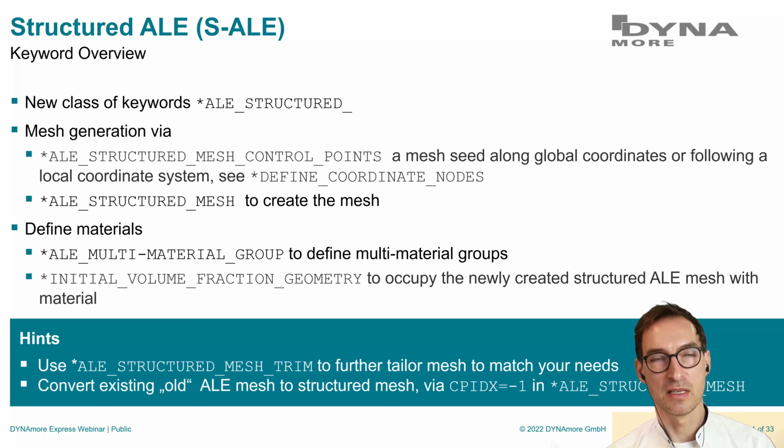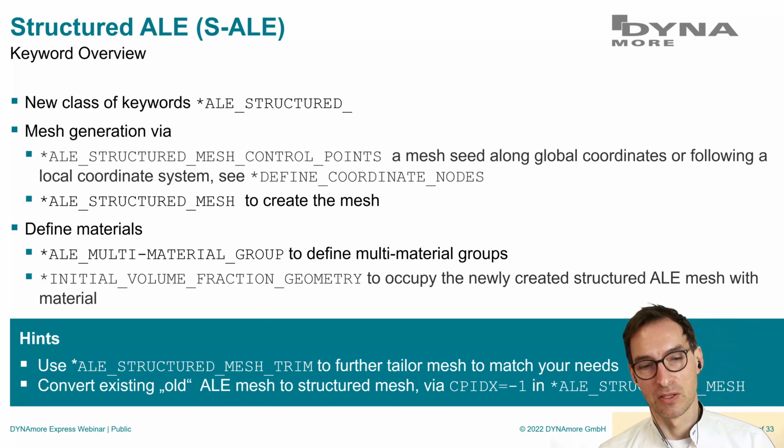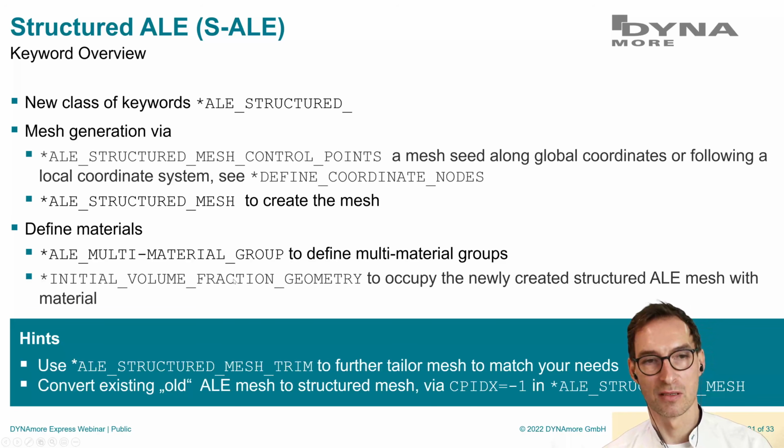I think what is also important to note: if you already have a simulation running and it seems suitable for the structured LE, you can use your input deck with the regular LE method, and in the LE structured keyword, you can set the parameter control point index, which is CPIDX, to -1. Then LS-DYNA will at the very beginning take your existing ALE mesh, convert it to a structured ALE mesh, and then continue with the structured ALE. You also get an output file, I think it's something like structured ALE include, and there you find the ALE structured keywords which define your newly generated ALE structured mesh. So it helps you with the conversion from the old ALE method to the new one. This is pretty convenient if you want to give it a try.